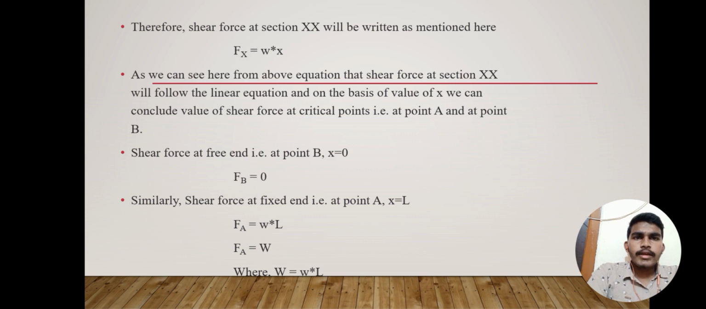Shear force at the free end, that is at point B, x equal to 0. Therefore, Fb equal to 0. Similarly, shear force at the fixed end, that is at point A, x equal to L. So, Fa equal to w into L. X is replaced with L, and Fa is equal to W, where capital W equal to w into L. Fa equal to capital W. Here you can notice the difference between small w and capital W.